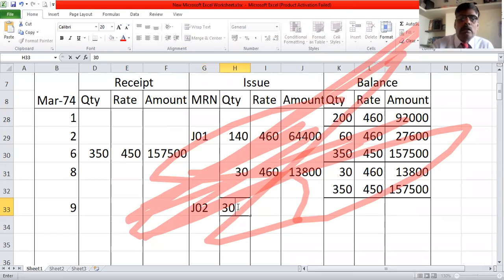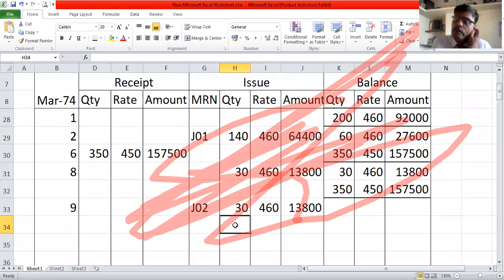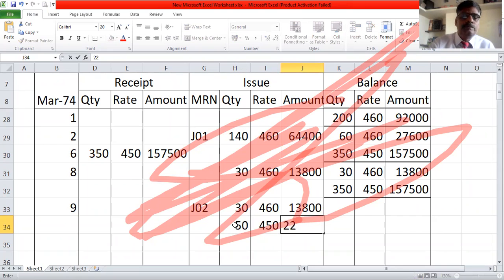Job number 2, quantity issued is 80 units. So first you give 30 units at the rate of 460 from the first lot, 13,800. Then remaining 50 units. Out of 80, you give 30 units from the first lot and 50 units from the second. 50 at the rate of 450, amount is 22,500. Then the balance remained is 300.